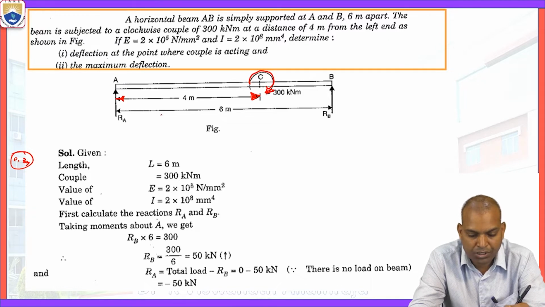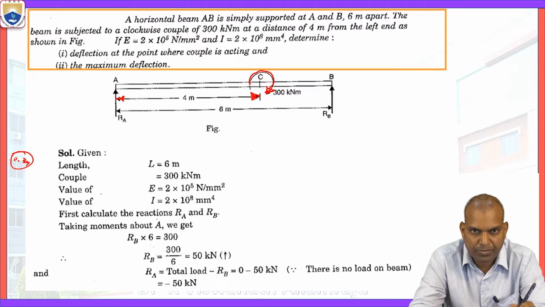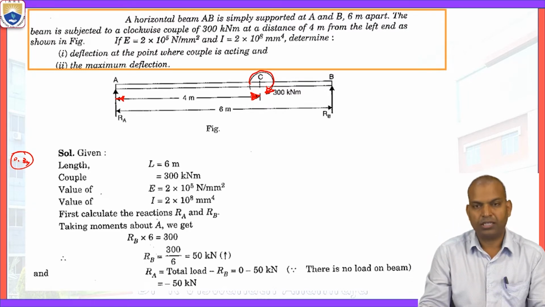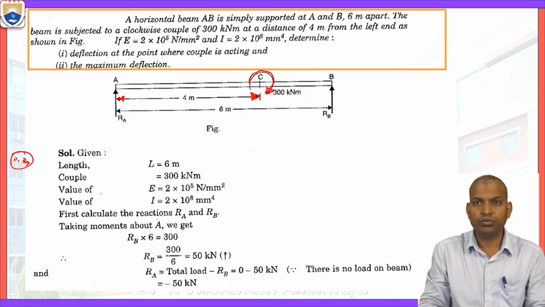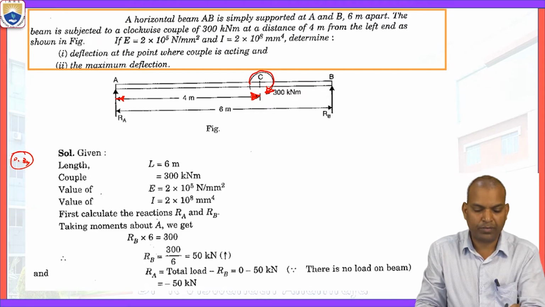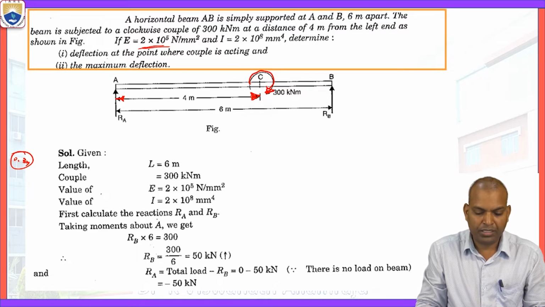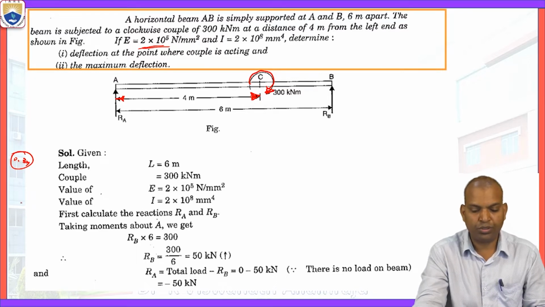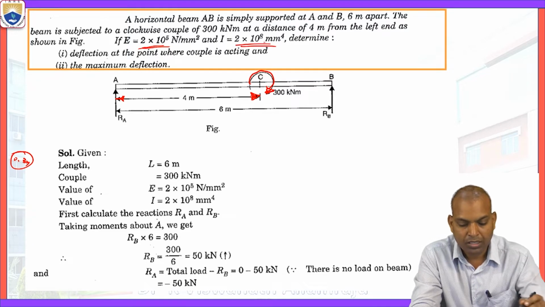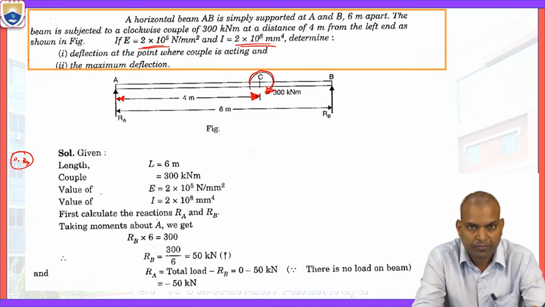Between supports A and B, the length of the beam is 6 meters. Here the modulus of elasticity is 2 into 10 power 5 Newton per square millimeter, and the second moment of area of the cross section of the beam is 2 into 10 power 8 millimeter to the power 4. Now, what are the objectives?